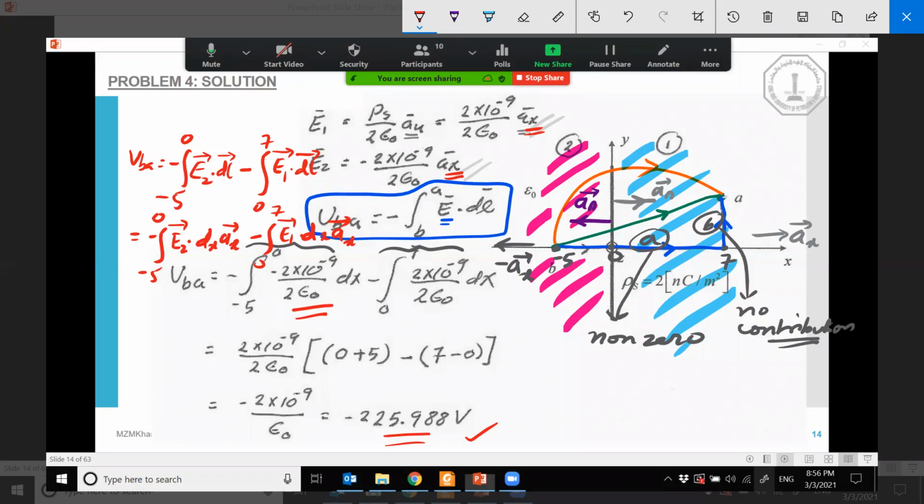And you will see that in problems, a complicated path will never be given. The paths will be quite simple, where the dot product with the electric field in half of the path will be 0, like this, and the dot product here will be 1. So it will be easier to evaluate. Always keep this in mind, because evaluation in such a complicated path is not an undergraduate level type of question.